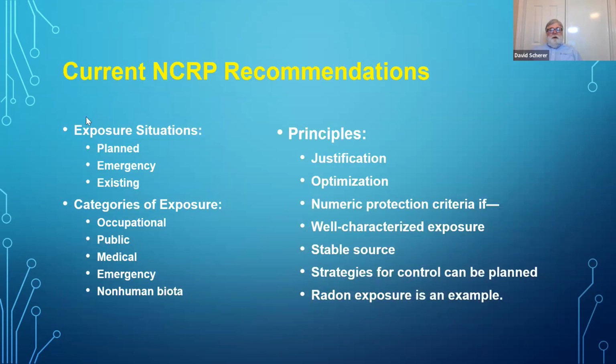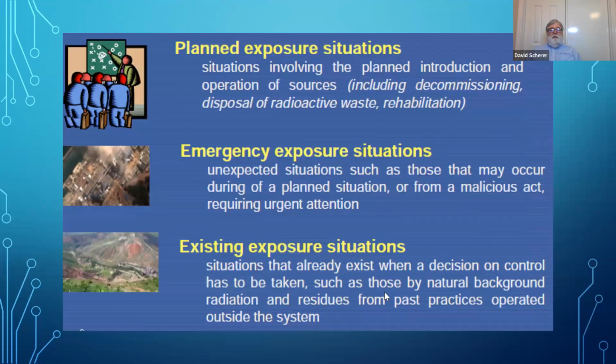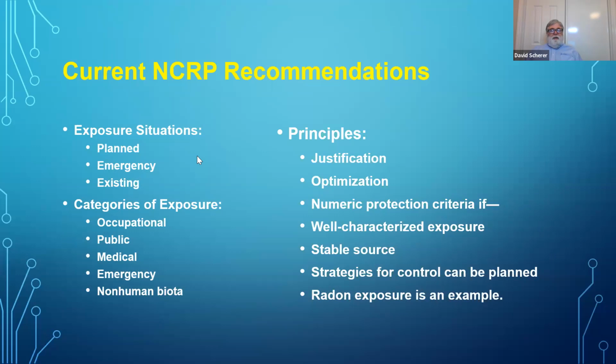Now I'm going to go over the current NCRP recommendations in NCRP 180. The structure for this is that they recognize 3 groups of exposure situations: planned, emergency, and existing situations. That's very similar to the structure from the ICRP in the past. Planned exposures count as a separate category of exposure.